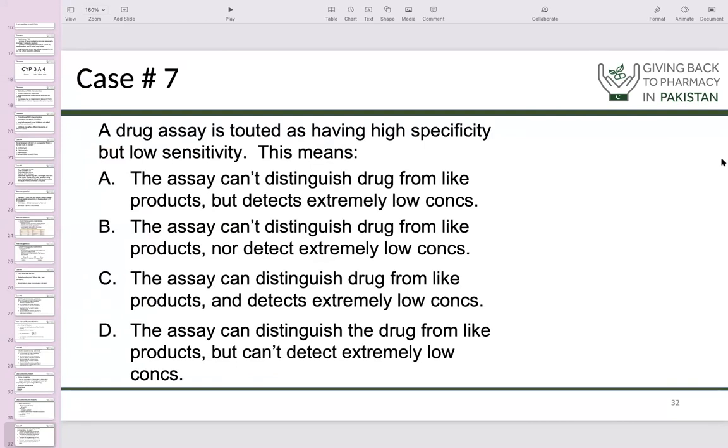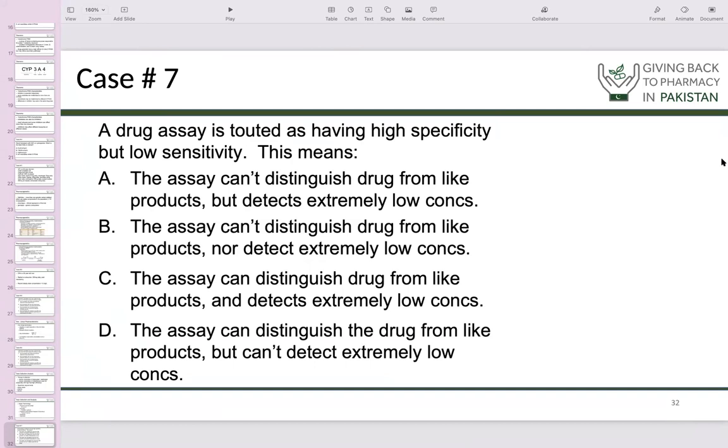What does this mean? A, the assay can distinguish drug from like products but detects extremely low concentration. B, the assay can't distinguish drug from like products nor detect extremely low concentration. C, the assay can distinguish drug from like products and detect extremely low concentration. Or D, the assay can distinguish the drug from like products but cannot detect extremely low concentration.